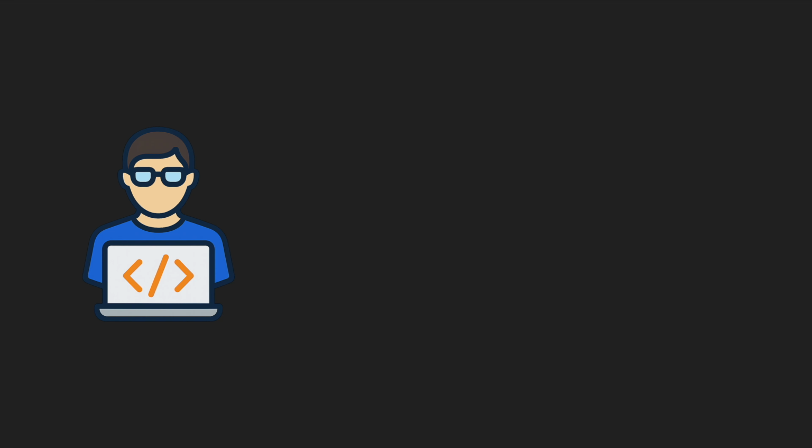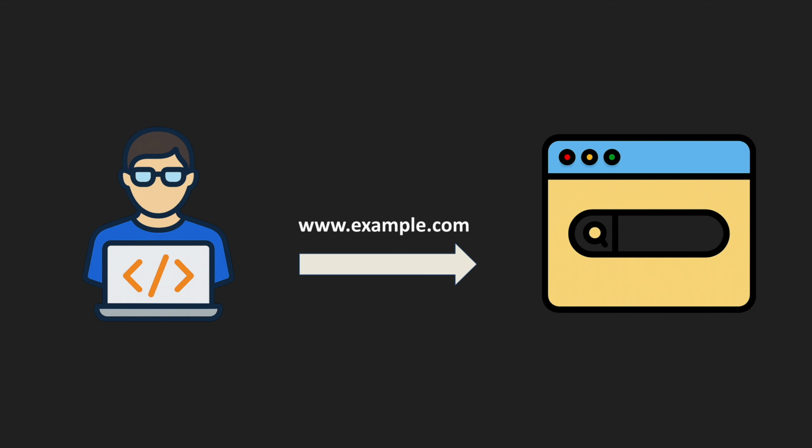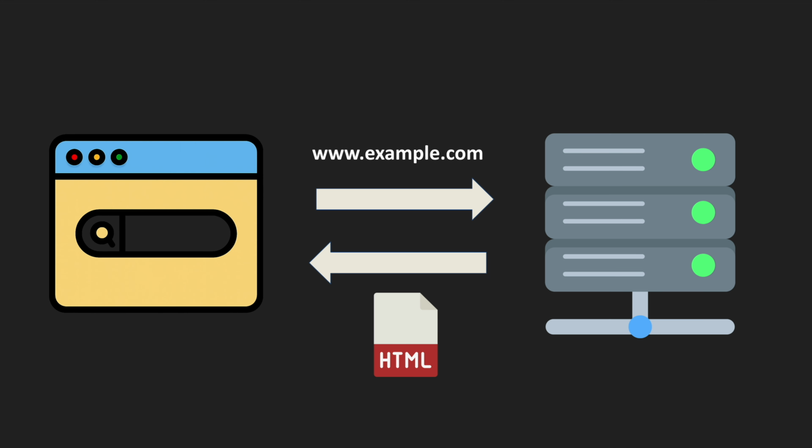What happens once we type a domain name in the browser? For example, in this case, let's say that we are typing example.com in our browser. What will happen is the browser in turn will send the request to the server where example.com is hosted, and the server will return us the HTML file.